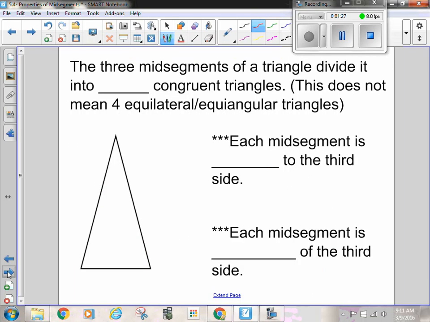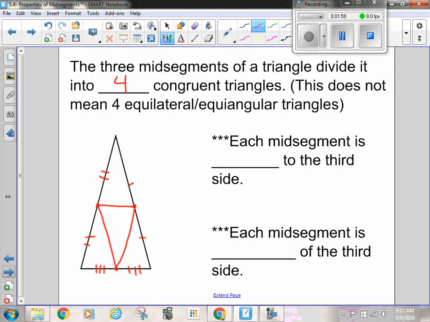Alright, let's talk about some properties of midsegments. If we have a triangle here, and in this case it's an isosceles triangle, we split it here and here with a midsegment, and then we put a point here, so midpoint to midpoint. We have three midsegments of a triangle, and it's actually going to break this up into four congruent triangles.